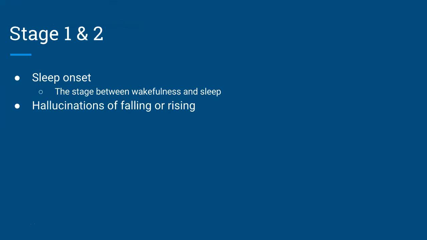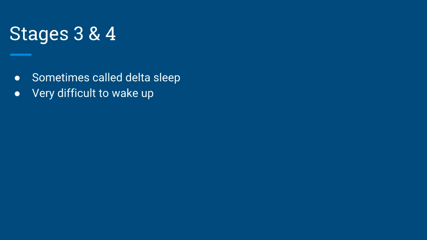Stages 1 and 2, we call this sleep onset. That is the stage between wakefulness and sleep. This is where you have that dream that you are falling and you suddenly wake up right before you hit the ground. Or you might have a hallucination where you're rising. Hallucinations are perception in the absence of sensation, basically. And that can happen while you are asleep.